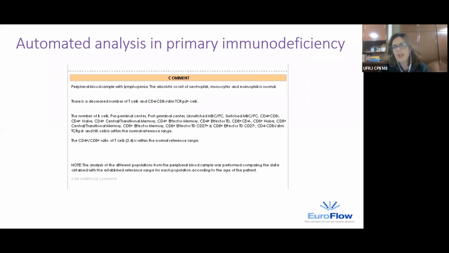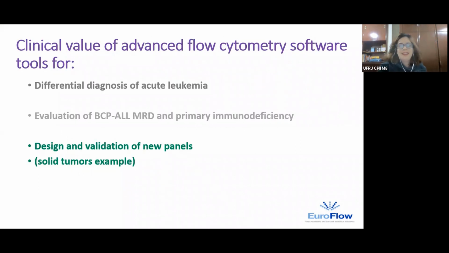We have to check everything, but it takes less time than identifying all populations and typing in every number. So it's quite useful. Finally, we have talked about building our own database, for instance, for designing validated new panels. I have the solid tumors example.